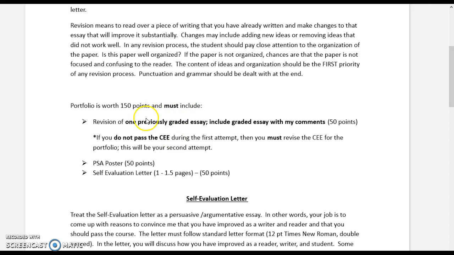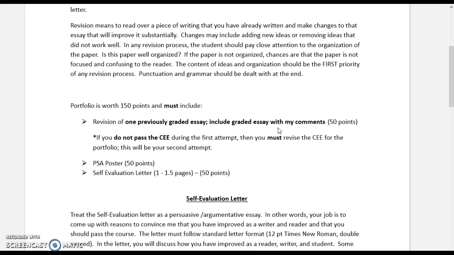Now, obviously this is an online class, so you don't have to provide the previously graded essay. You just have to provide the revised essay as part of your portfolio. However, I do want you to highlight the changes you've made just so that I know what changes were made to the revised essay. If you did not pass the Common Exit essay, then you do not have a choice and you have to revise the Common Exit essay.